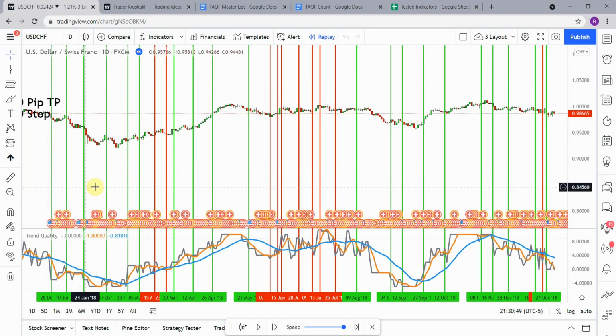So we get 1, 2, 3, 4, 5, 6, 7, 8, 9, 10, 11, 12, 13, 14, 15, 16, 17, 18, 19, 20, 21, 22, 23, 24, 25, 26, 27, 28, 29, and 30. So we have 30 trades all together, and we have 19, and 20 winning trades.